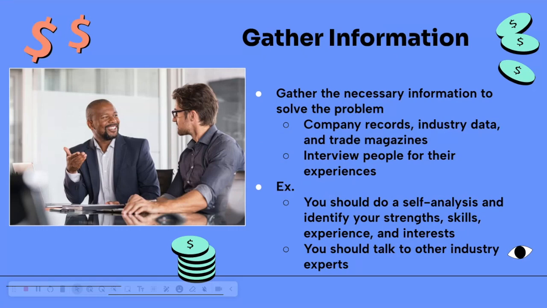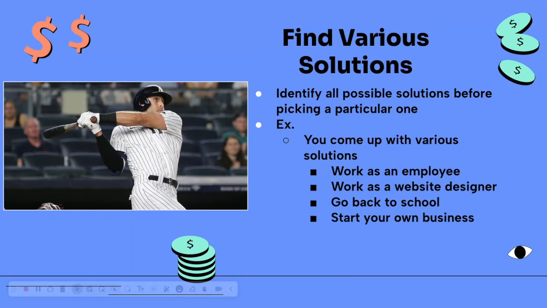Ideally, you'd want to gather necessary information to solve the problem. As Sohan has mentioned, this could include libraries and the internet. It could also include company records, industry data, and trade magazines for more business-specific aspects. A great thing that we'd recommend is interviewing people for their experience. Going back to our example of whether you should be a computer programmer or design your own website business, you'd want to conduct a self-analysis and identify your strengths, skills, experience, and interests. You should also talk to other industry experts, your peers, your professors in college, your teachers, etc. See where you're at. And the next step is to find various solutions.